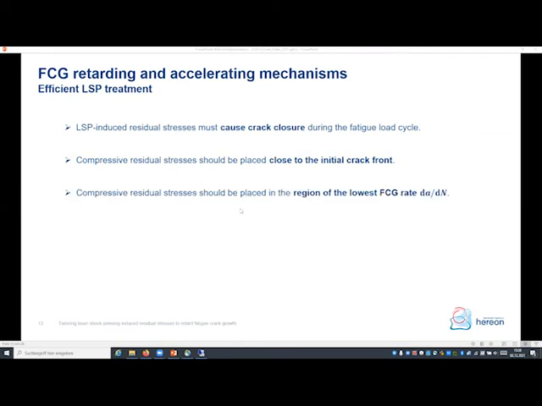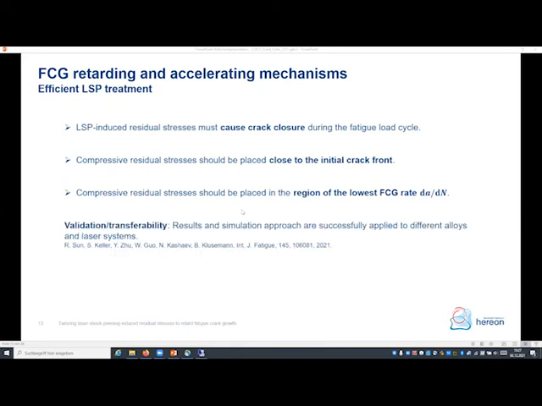And secondly, I need to retard the fatigue crack in a region where the crack is the slowest. So this is automatically done when I shift the peening patch to the initial crack front, because there the crack has the slowest fatigue growth rate.